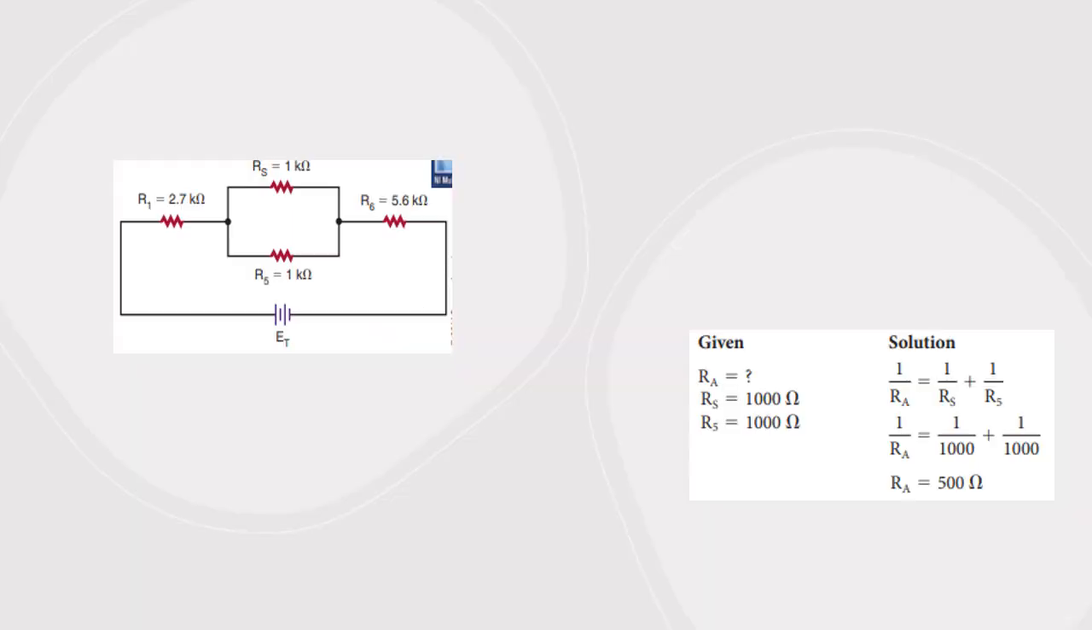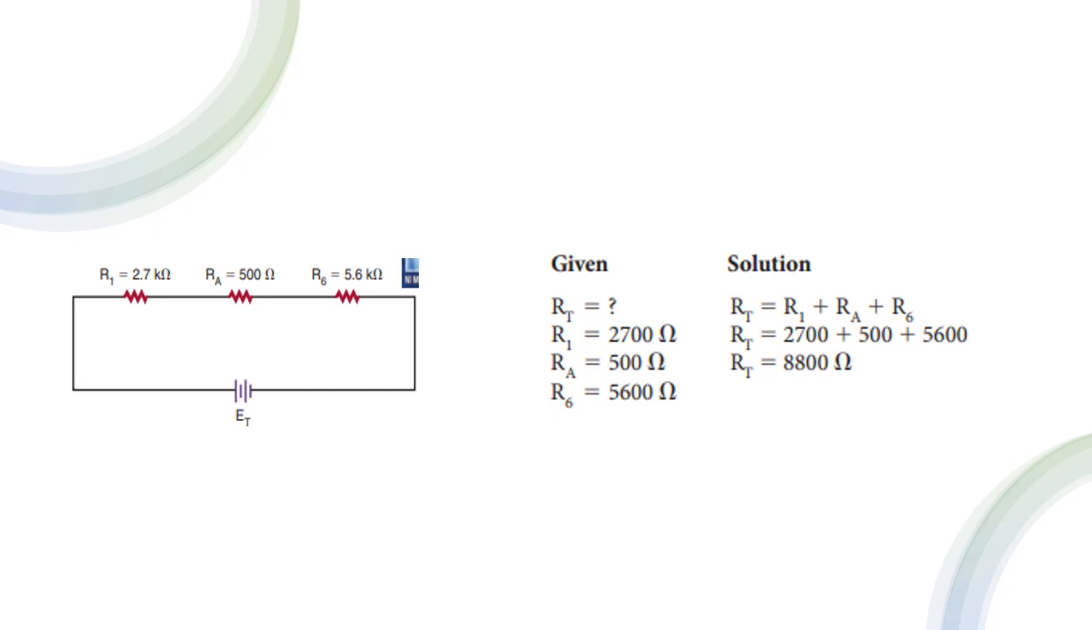Then we need to solve the parallel resistors of RS and R5. Using the parallel formula, 1 over RA is equal to 1 over RS plus 1 over R5. Substitute all the resistors' values and solve them. We get RA equals 500 ohms. By substituting the parallel resistors with RA we get as in figure. Now, all the resistors are in series. Therefore, we can use the series formula and get RT equals R1 plus RA plus R6. Substitute all the values and solve the equation. We get RT equals 8800 ohms.